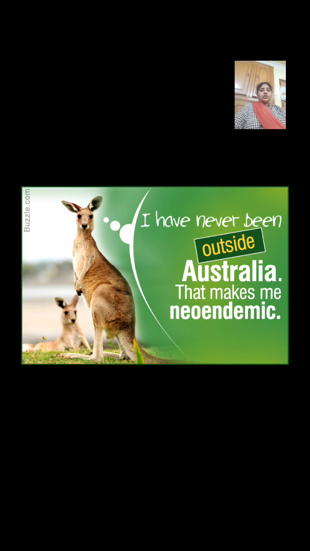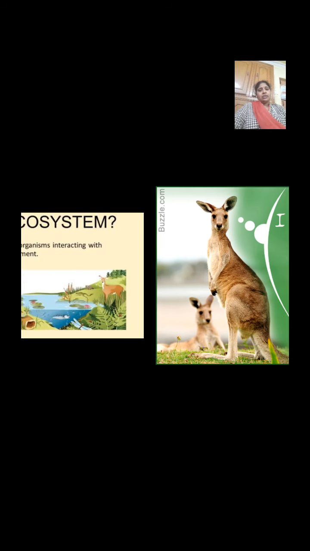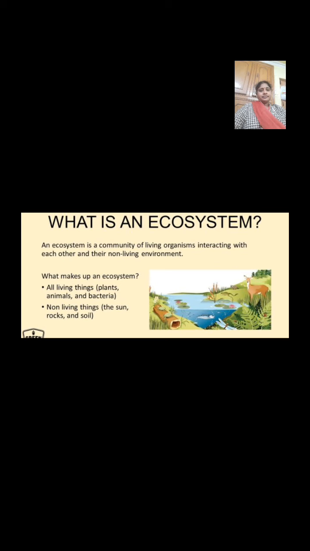In the same way, do you know kiwi? Kiwi is a bird. Do you know to which place kiwi is endemic? Kiwi is endemic to New Zealand. Kangaroo is endemic to Australia. So I think now you understood the word endemic, its pronunciation and all.